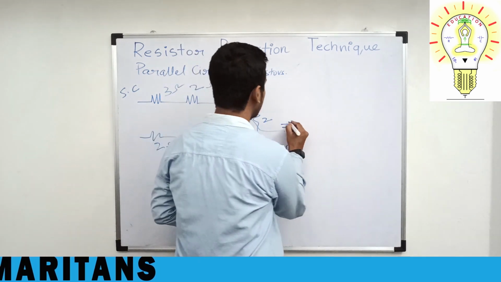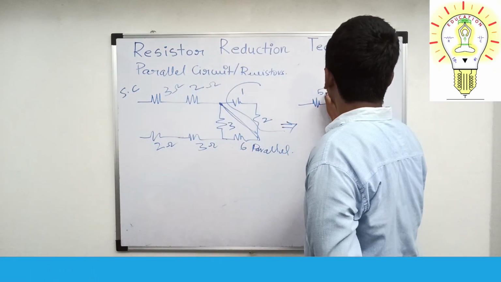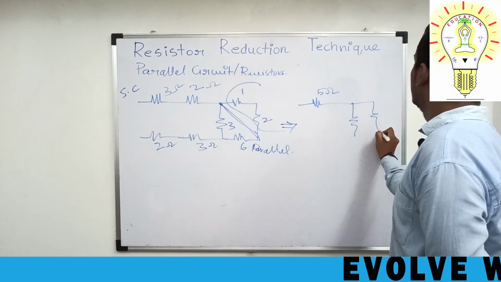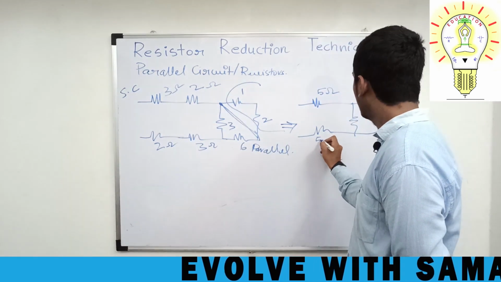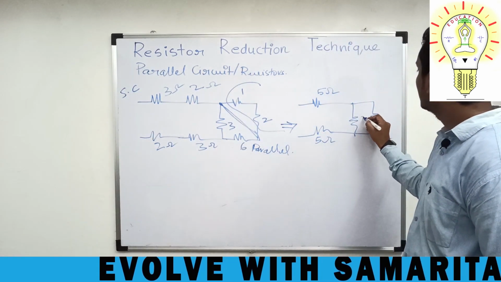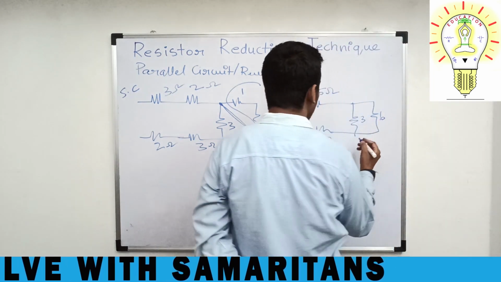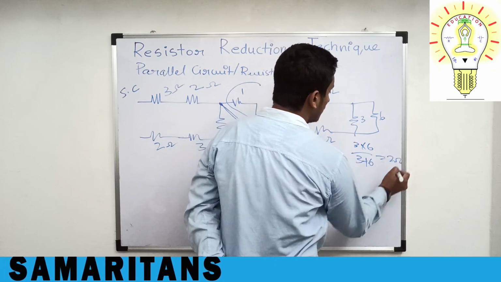So let me redraw the circuit. So 3 plus 2 is 5 ohms. And I have to keep this 3 and 6 in parallel. And 3 plus 2 is again 5 ohms. Now what is there? 3 and 6. Now 3 and 6, if we calculate parallel, the value will be 3 into 6 by 3 plus 6. That is equal to 2 ohms.